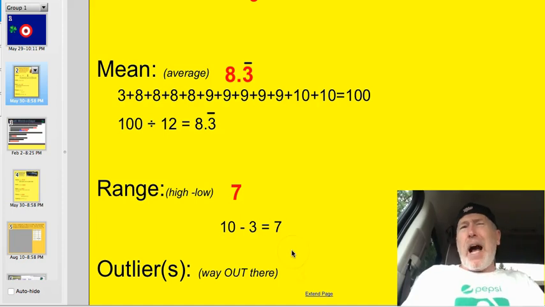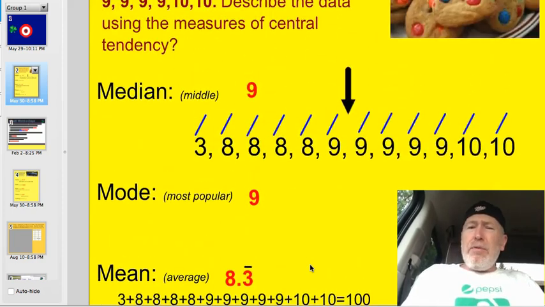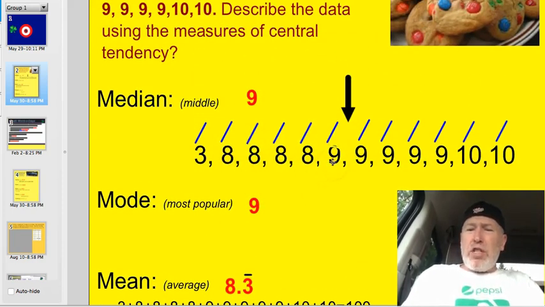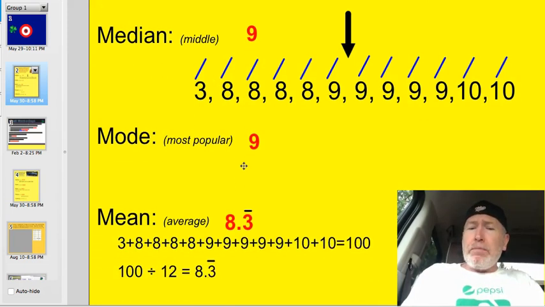And then are there any outliers? I think it's important to think about outliers because in this case, there was 3. 3 doesn't really fit in with the clusters of data. The rest of the numbers are all clustered between 8 and 10. And 3 is kind of just out there on its own, that outlier. It's important to think about outliers because outliers can impact the overall average and sometimes the middle score as well if there's a lot of outliers.